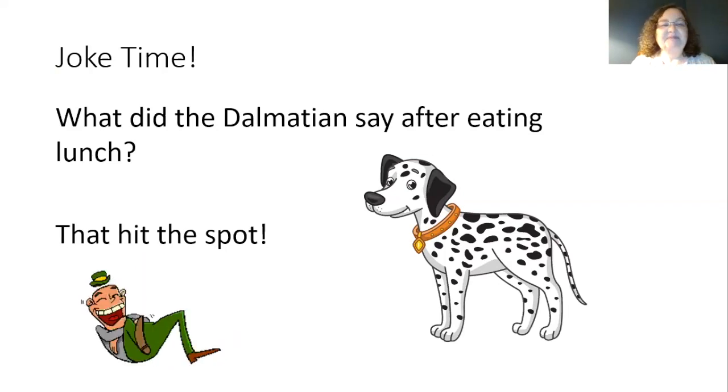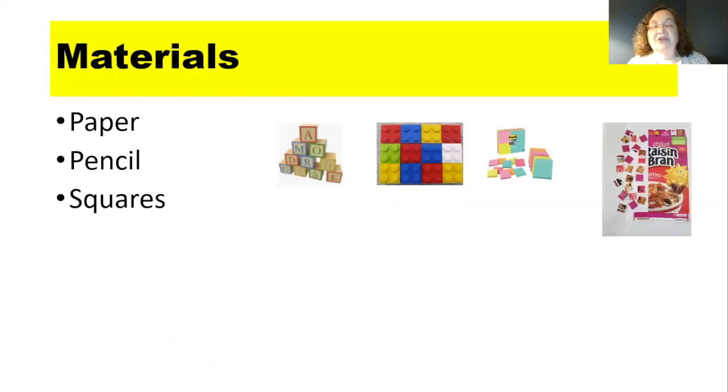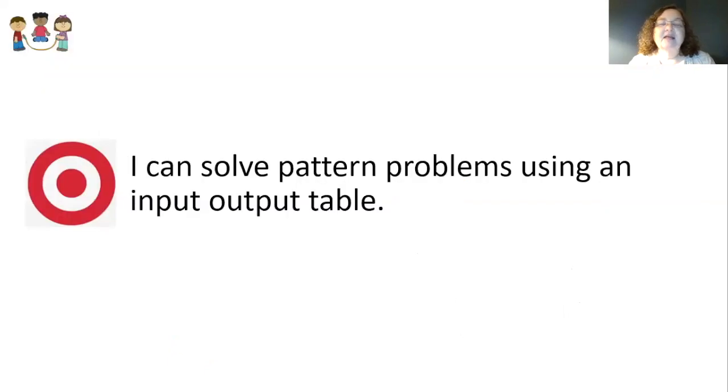So silly. The materials you're going to need today are paper or the practice set, pencil, and then the squares, just like we talked about yesterday. I don't care what kind of squares, but you're going to need them for our experiments today. So our learning target is I can solve pattern problems using an input-output table. The thing I'm curious about today is input-output table. So we're going to learn what those are today.